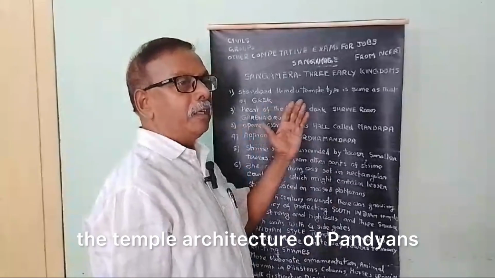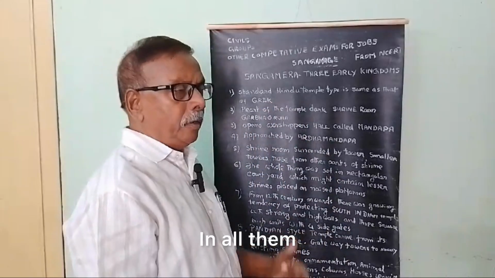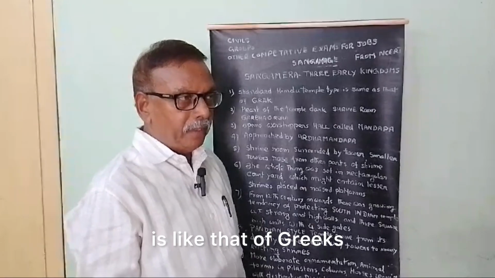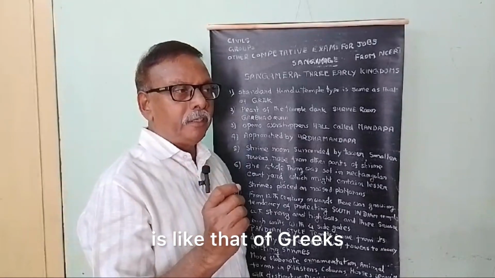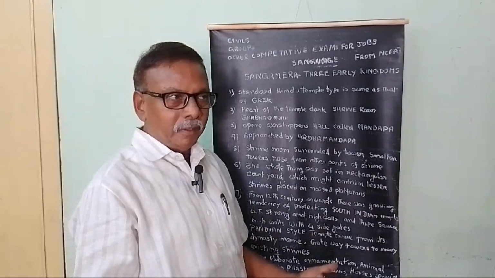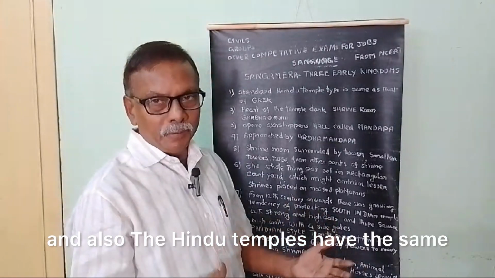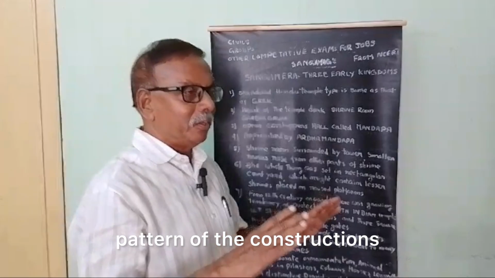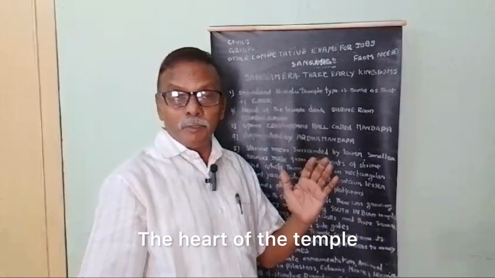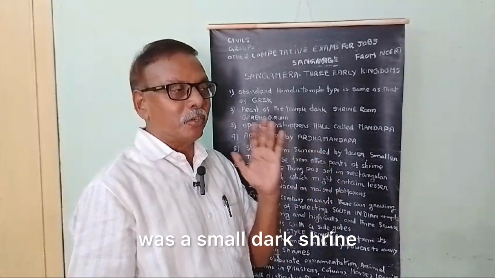The temple architecture of the Pandyans. In all of them, the standard type of Hindu temple is fundamentally like that of Crete. That means Greek temples and Hindu temples have the same pattern of construction. The heart of the temple was a small dark shrine.